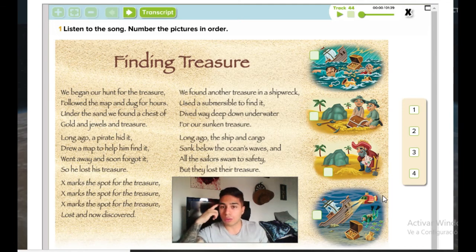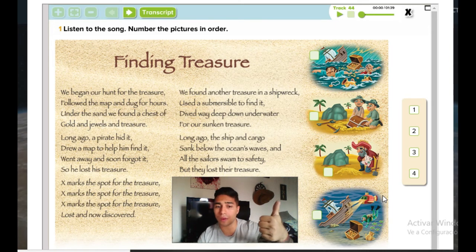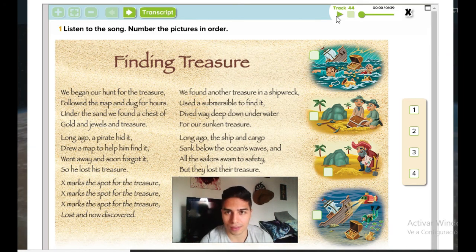So I don't know what you have to do. Just try to guess what is the order. What is number 1, what is number 2, what is number 3, and what is number 4, right? So now I'm going to play this story, and in that way they are going to show us what is the correct order, okay? Remember, what is number 1, what is number 2, 3, and 4. Listen.